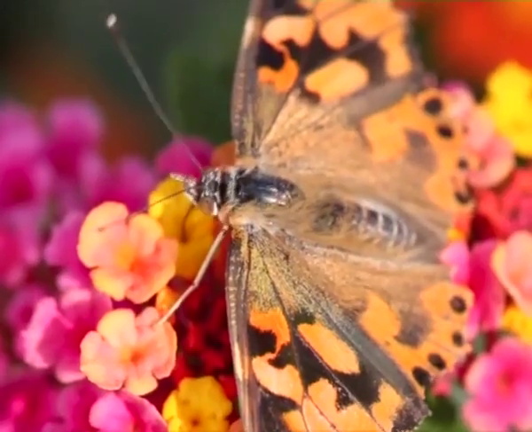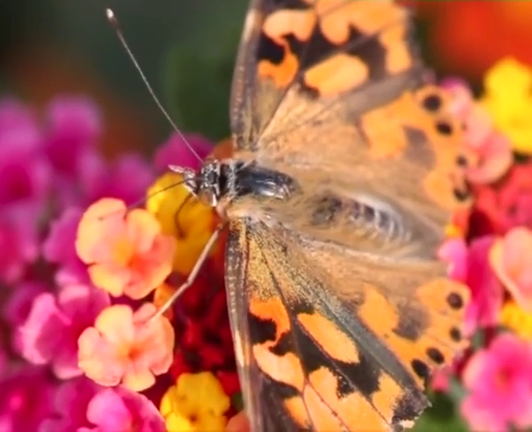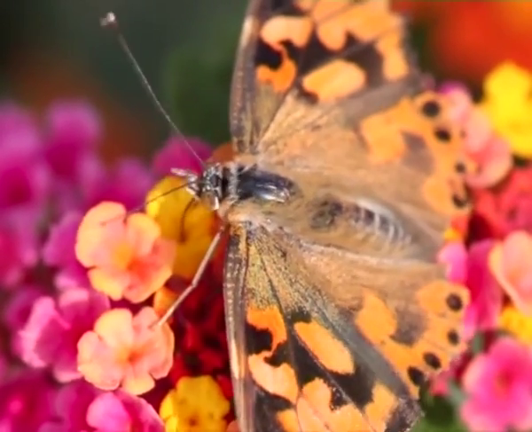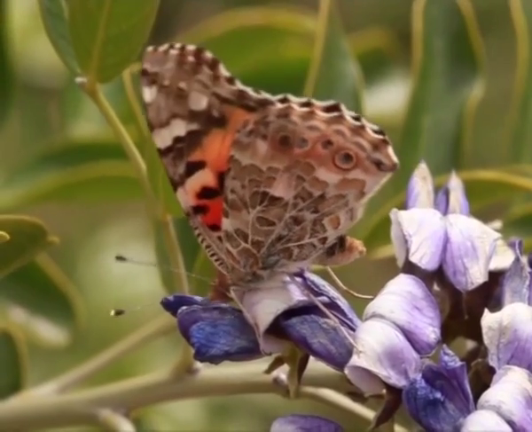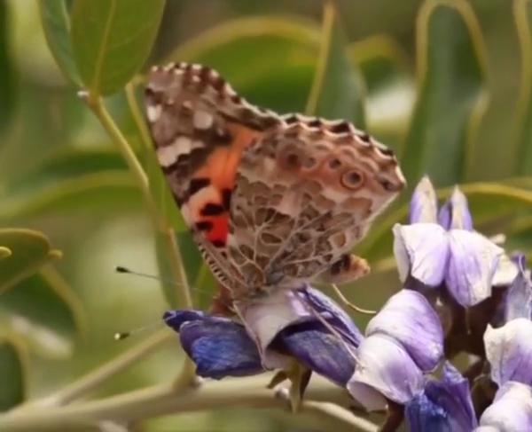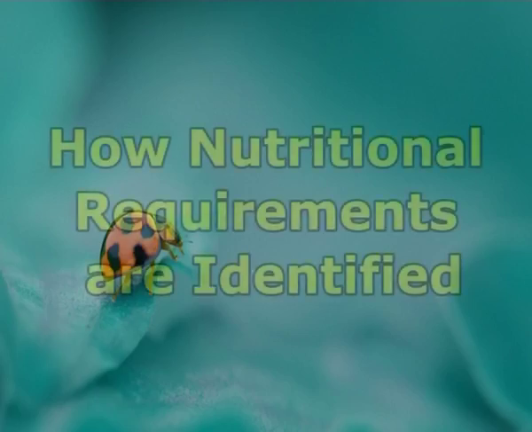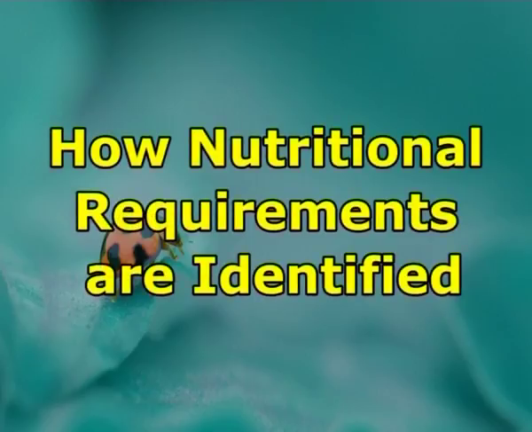Achieving optimal nutrition involves a complex interplay between feeding behavior and post-ingestive processing of food. Insects must eat appropriate amounts of suitable foods, but avoid ingesting harmful excesses of toxins and nutrients. How are nutritional requirements identified?